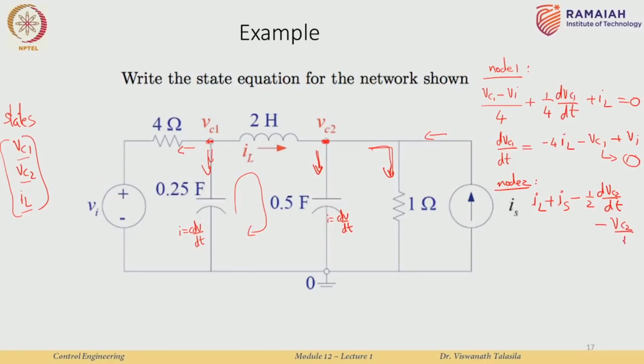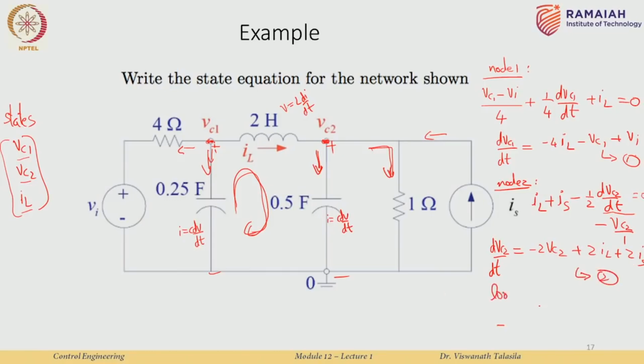So, if I now rewrite this in terms of my dVc2 by dt, I multiply with 2 everywhere. If you take all the terms on the right hand side and then multiply with the negative sign, you would actually get minus 2 Vc2 plus 2 IL plus 2 IS, right. So, this would be my equation number 2.